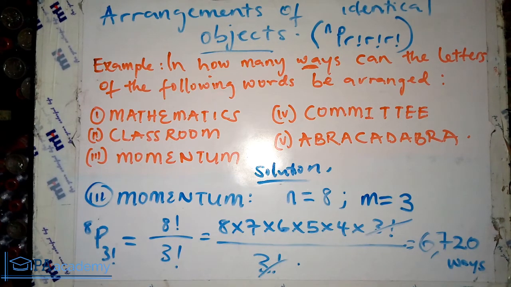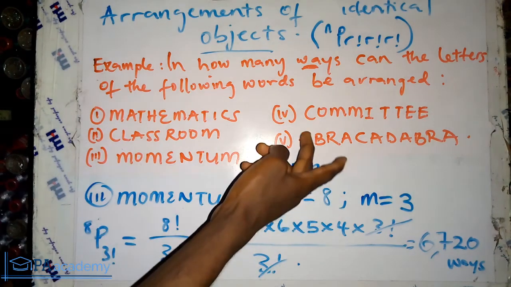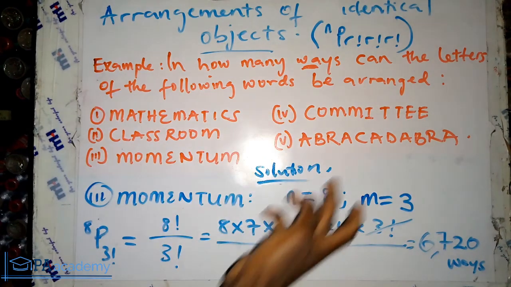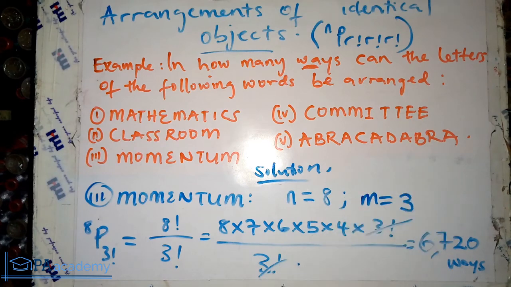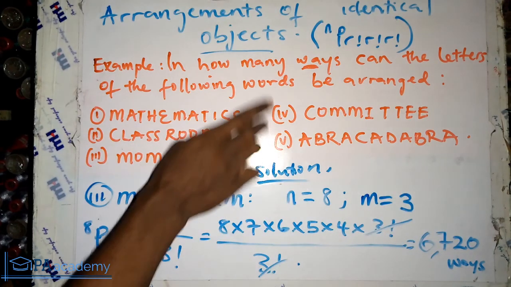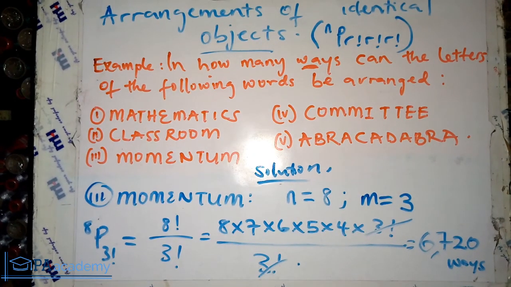So that is an arrangement of identical objects. This is how you solve questions that deal with arrangement of identical objects. I want you to attempt number 4 and number 5, committee and abracadabra. Let me know in how many ways these two words can be rearranged. Let me know what your answer is in the comment section below.